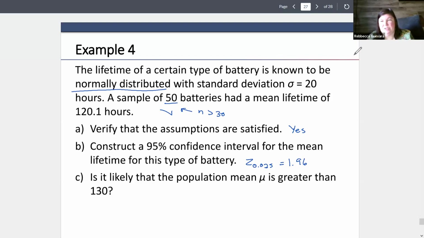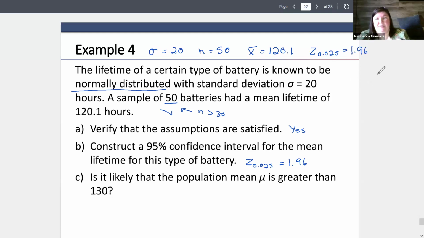Okay, so we're going to construct that confidence interval. So we were told that the batteries are normally distributed with a standard deviation, so sigma is 200. We have a sample size of 50 batteries, and the mean for that sample was a battery life of 120.1. And our z-score, we know from 95%, that's one of our common ones, is 1.96.